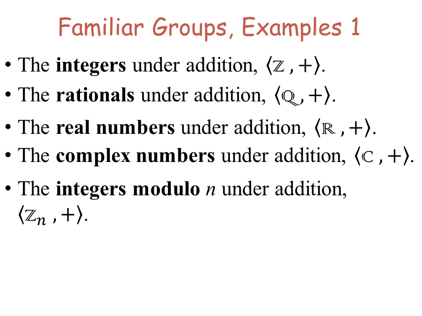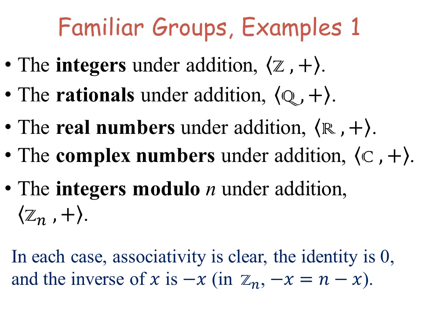You are already familiar with several groups. For example, the integers under addition, the rationals under addition, the real numbers under addition, the complex numbers under addition, and the slightly more exotic example of the integers modulo n. Associativity is clear in each of these examples. Since the groups are additive, 0 is the identity, and the inverse of any x is negative x. Of course, modulo n, the inverse of x is n minus x.